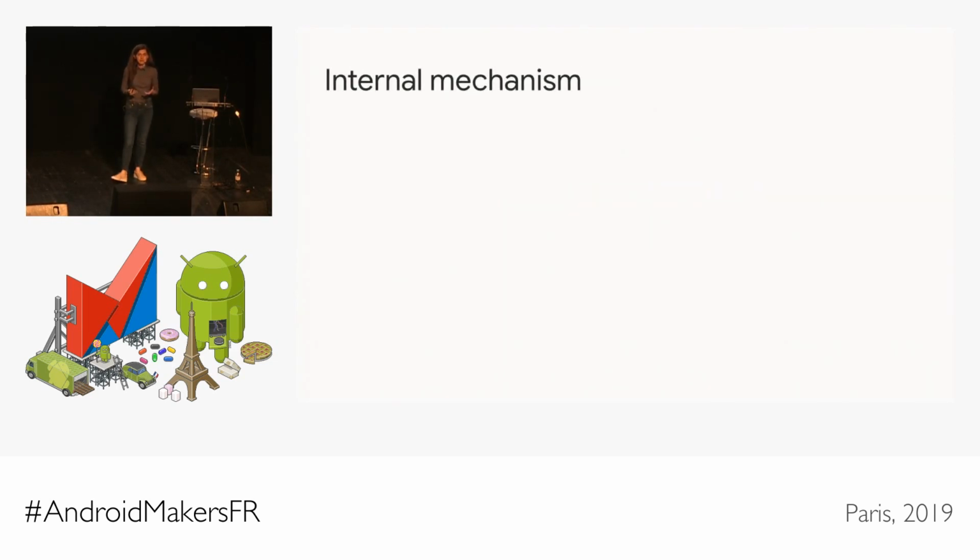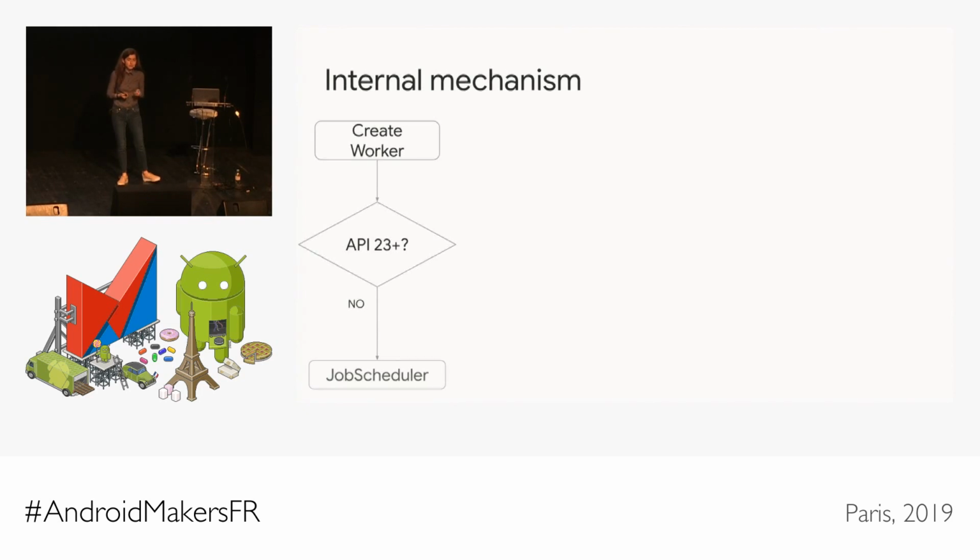What's happening behind the scenes? What is the internal mechanism of the WorkManager? Behind the scenes, let's say we want to create a worker, and at that moment, the WorkManager will check to see what is the current API version. If we don't have API 23+, it will use the job scheduler implementation.